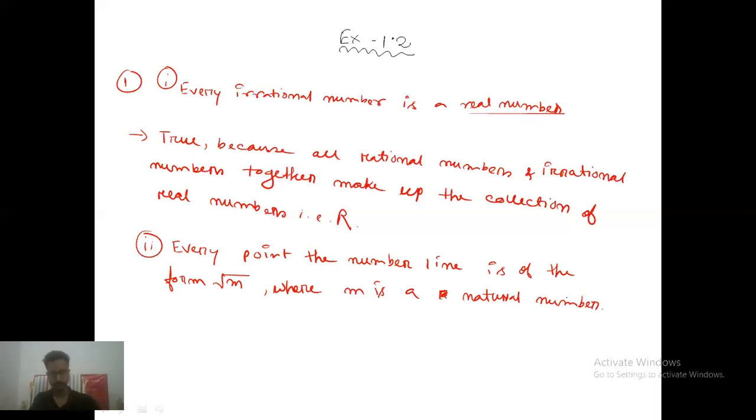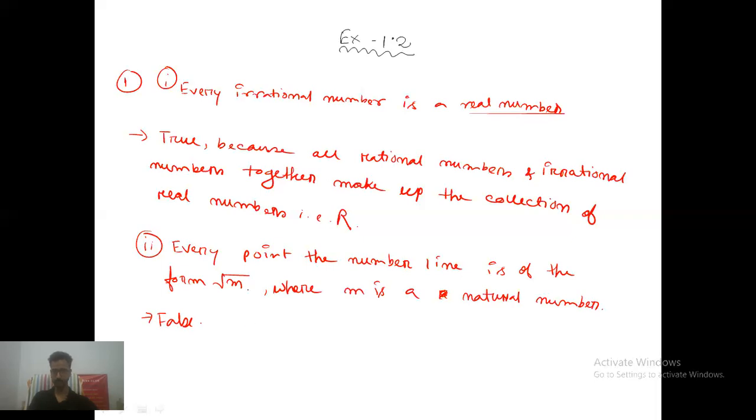Now see, is it true? Try to understand the statement. First, you have to try to understand and think carefully. Every point on the number line is of the form root m, where m is a natural number. Is it true or false? It is false. Why? The answer will be false.